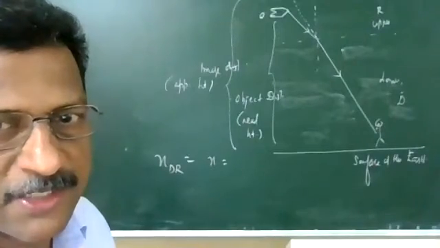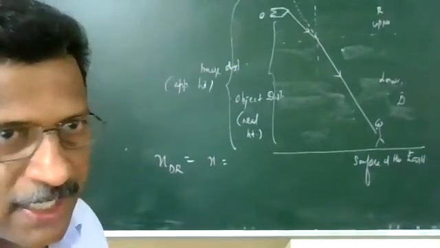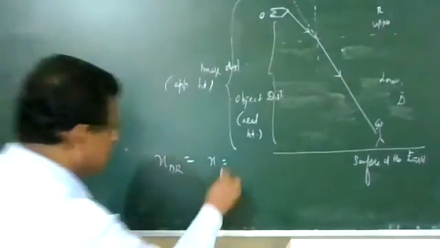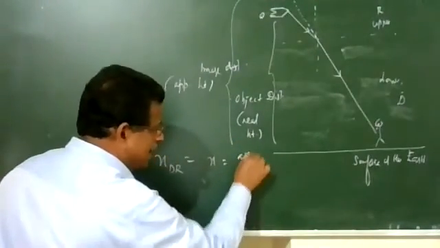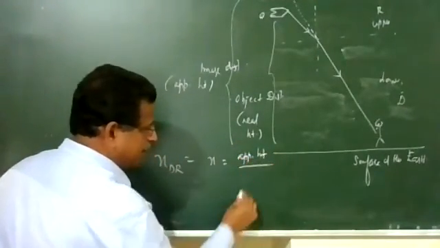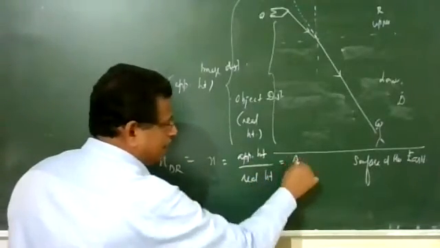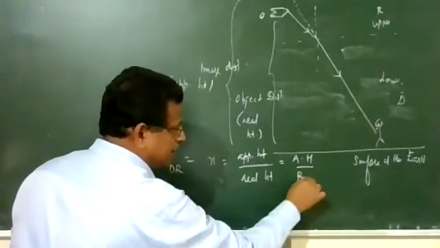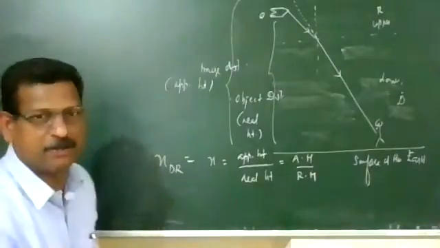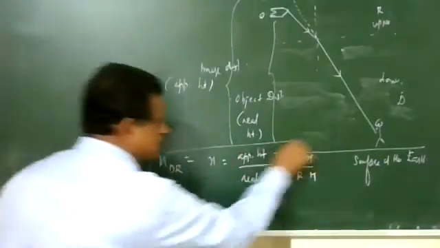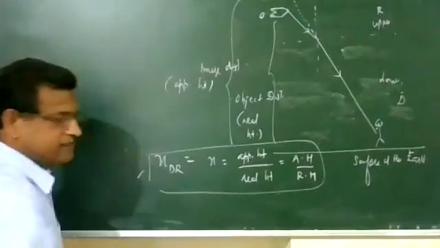That means image distance upon object distance. That is the greater one, because the refractive index will be greater than 1. So n will be equal to apparent height divided by real height, that is, image distance upon object distance. This equation you have to remember.